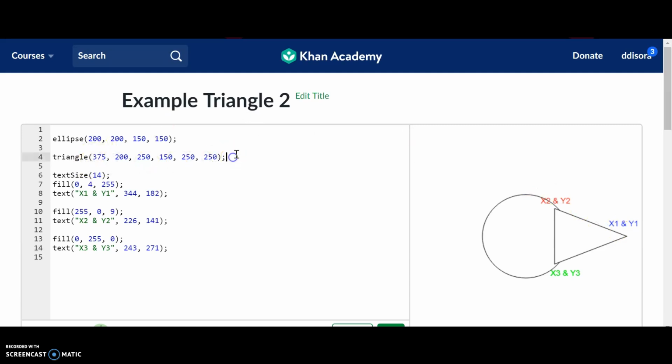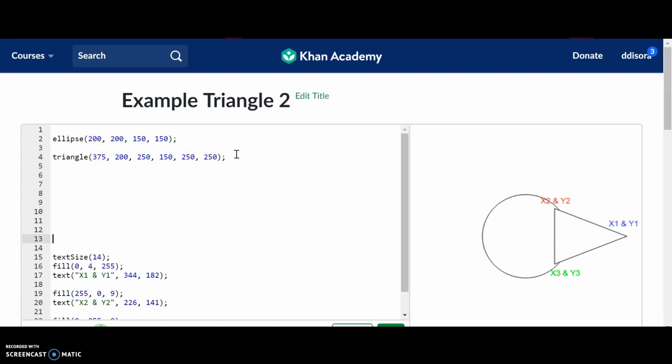So if you're looking up here at our lines of code, I'm just going to bring this down a little bit. You're going to notice what we did for our x1 and y1. I came over 375 pixels to get to x1. I came down 200 pixels to get to y1. Okay. My next one, my x2, y2, you'll notice I came over 250 pixels in, and then I came down 150 pixels down to get to my y2.